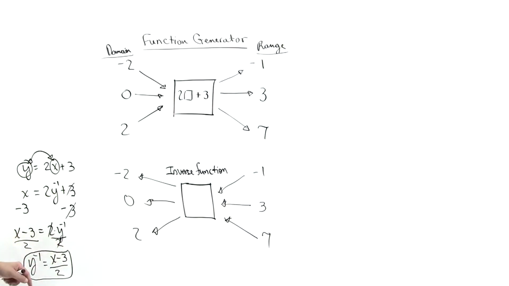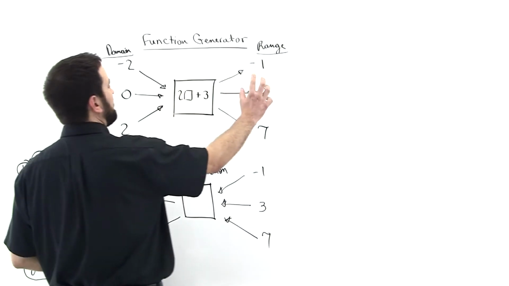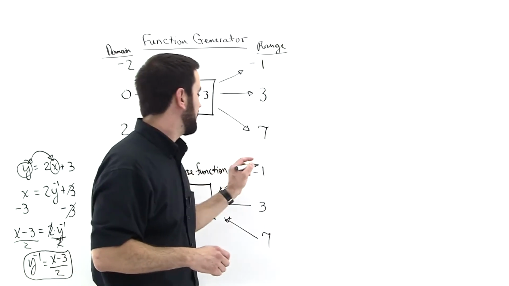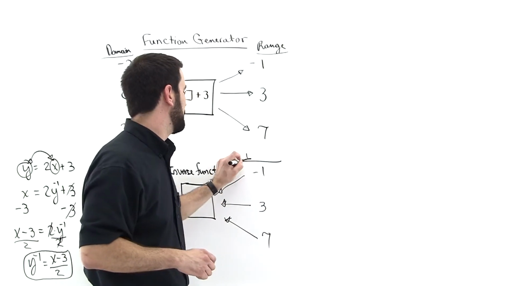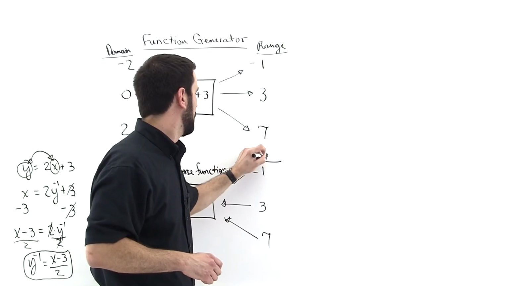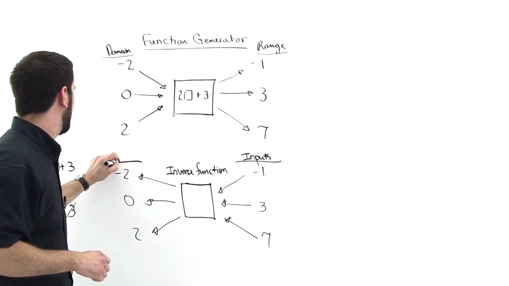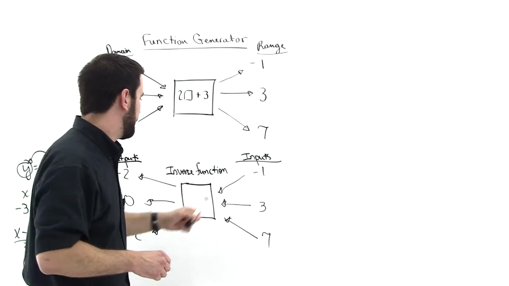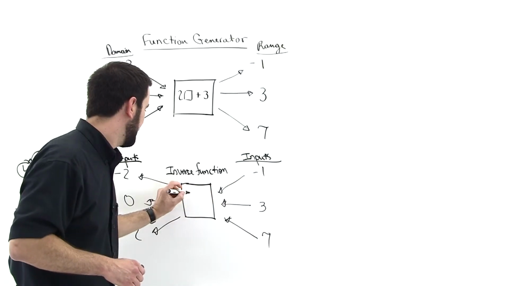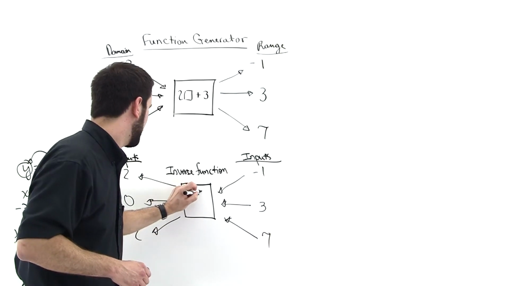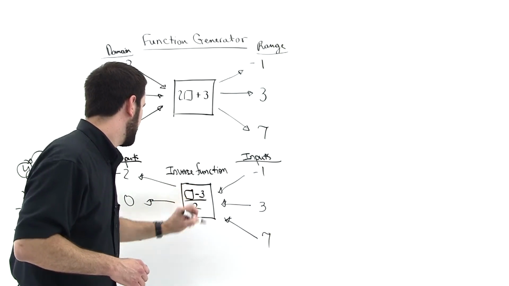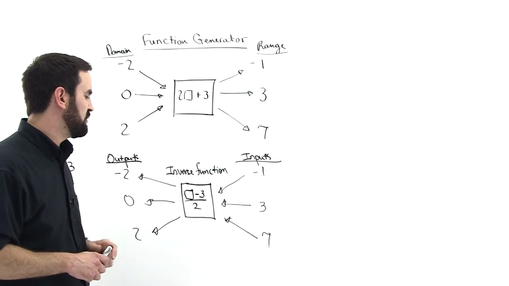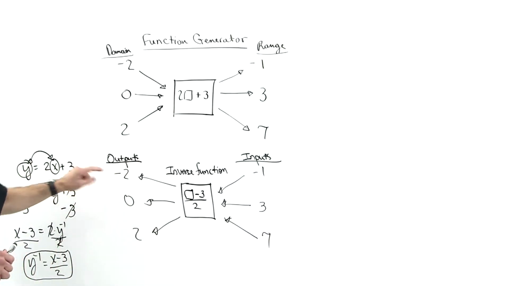So this new inverse function should take the range and send it back to the domain, right? So we can think of these as the new inputs now, right? And then we want the outputs to be these over here, right? So let's send -1 in, and this thing is going to subtract 3 from it, and then divide it by 2. So -1 goes right here. -1 minus 3 is -4, divided by 2 is -2, right?